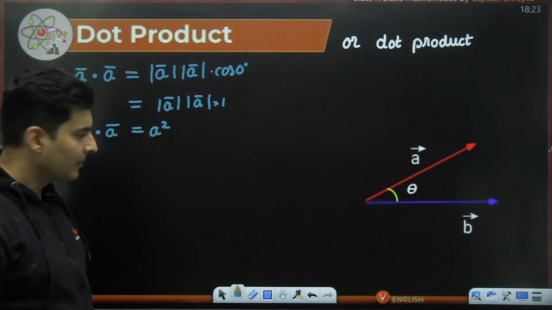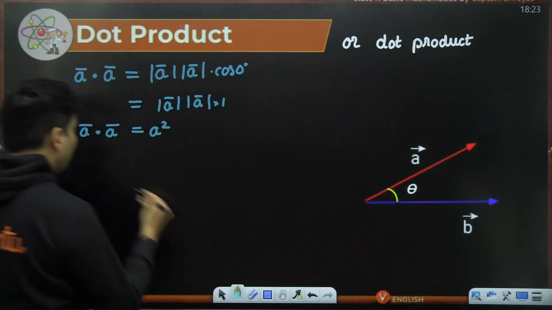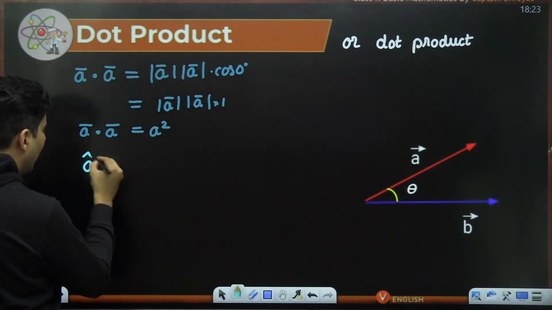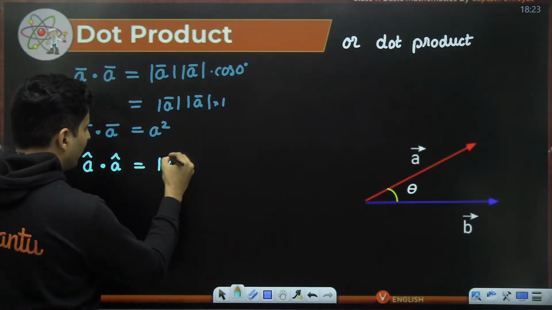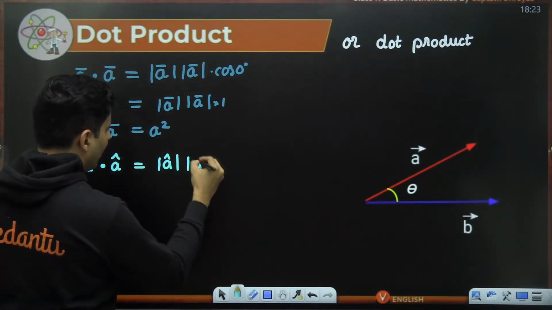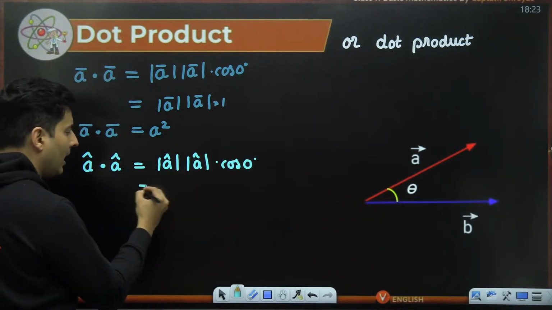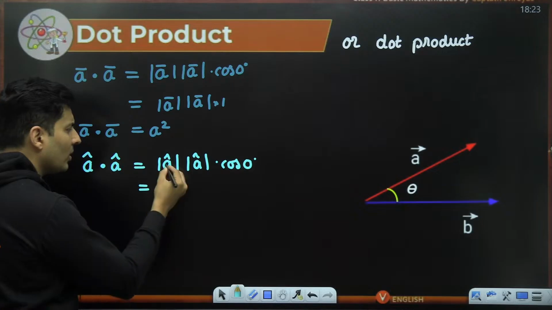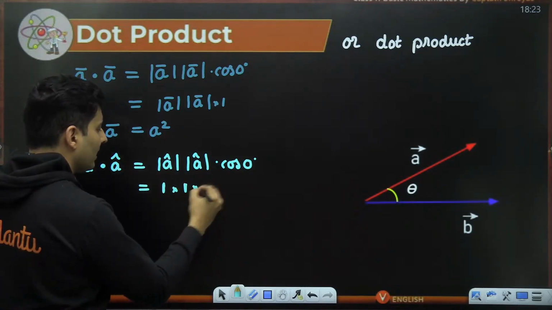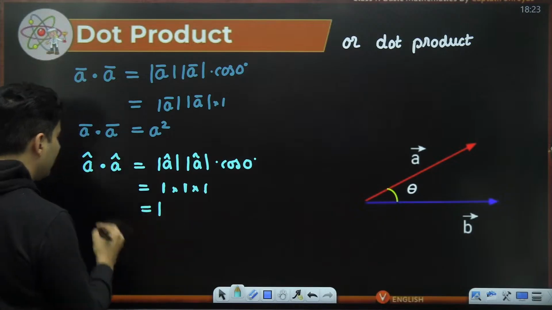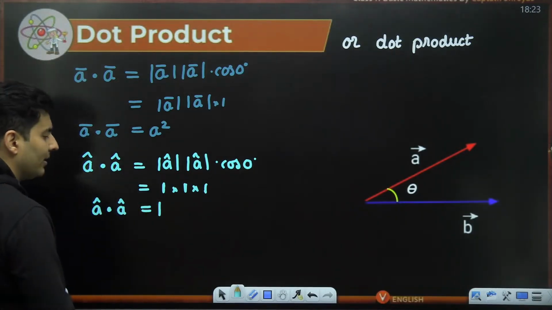As simple as that. Then I have an idea. Sir, what if it was A hat dot A hat? Well, it will be magnitude of A hat into magnitude of A hat into cos of 0, because A hat and A hat will be parallel. Angle will be 0. Magnitude of a unit vector is 1. Cos 0 is 1. So it will be 100% 1. So A hat dot A hat will be 1.